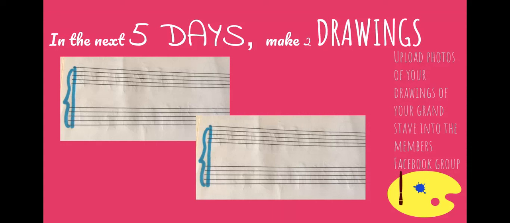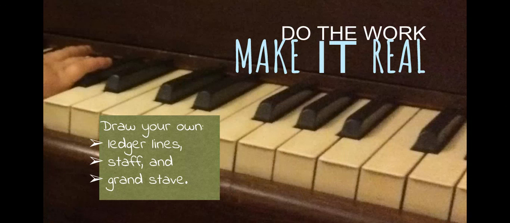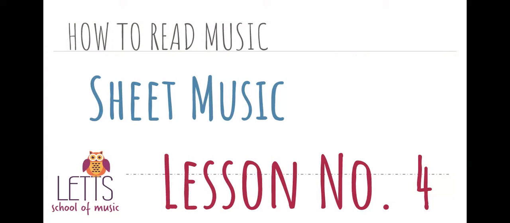So your next task is to draw a grand staff. Make at least 2 drawings. Take a photo of it and upload it to the Facebook group so that I know that you've done the work. Great. So do the work, make it real, draw your ledger lines, draw your staff, and draw the grand staff. And that's it. You've completed lesson number 4.